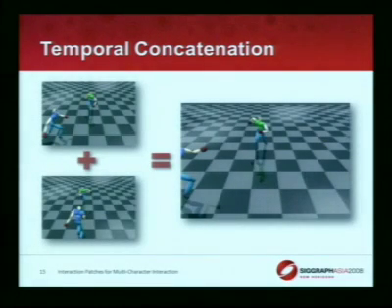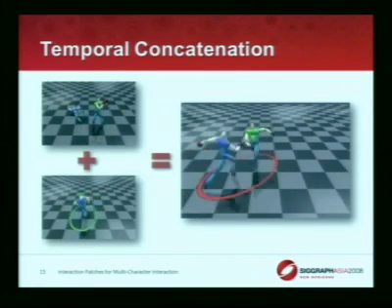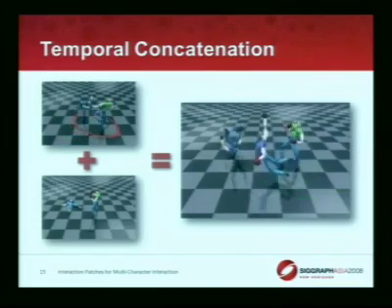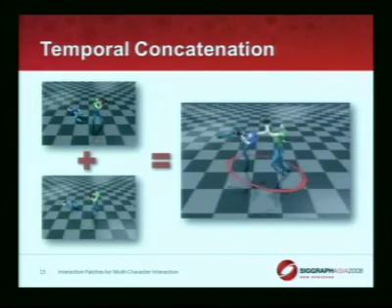An example of temporal concatenation is shown here. On the left-hand side, we have two interaction patches. In the first patch, the character kicked his opponent. In the second patch, he punched. So we can actually combine the two patches such that the green character first kicks and then punches.